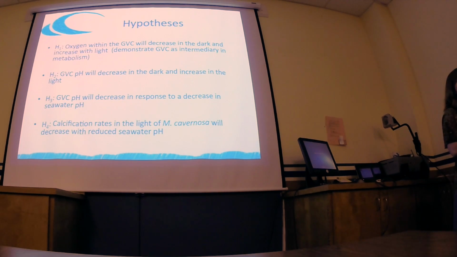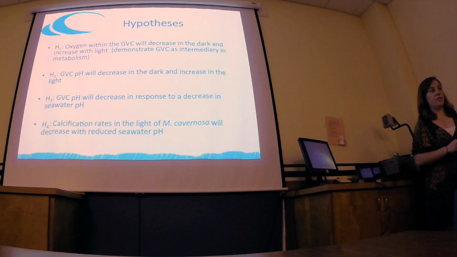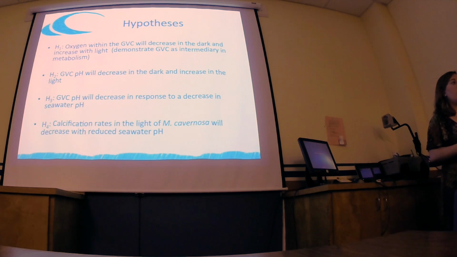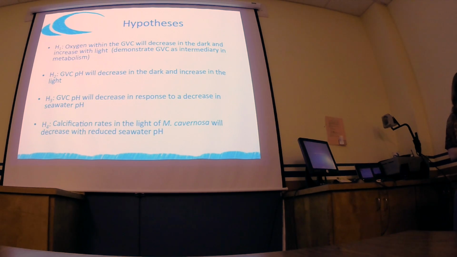So I came up with 4 hypotheses that I wanted to address in my research. The first one is about oxygen. It's more of a general hypothesis, analyzing how the oxygen is changing within the GBC. We know that with photosynthesis occurring, we're going to be reducing the CO2 and increasing the oxygen from photosynthesis of the zooxanthellae. And then in the dark, since we will have solely respiration, we will be removing oxygen from the environment inside that GBC. So we should see a decrease in the oxygen concentration.